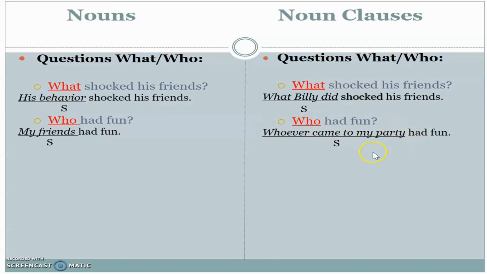So if you are not sure if it's a noun clause, an adjective clause, or an adverb clause, you can always ask a question. In this sentence, the question would be who. Who had fun?